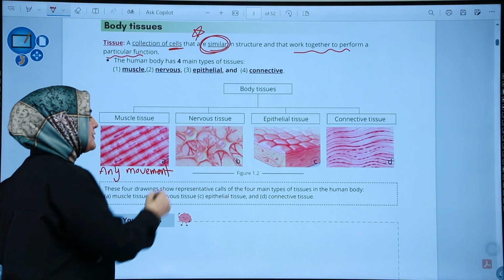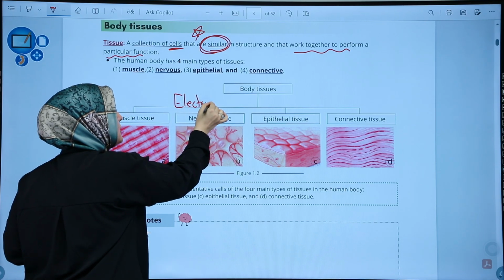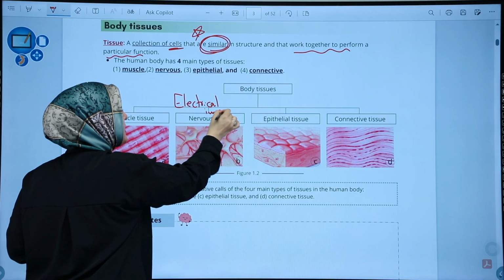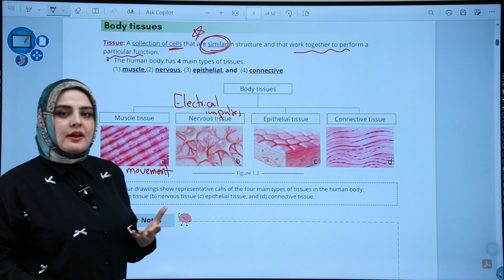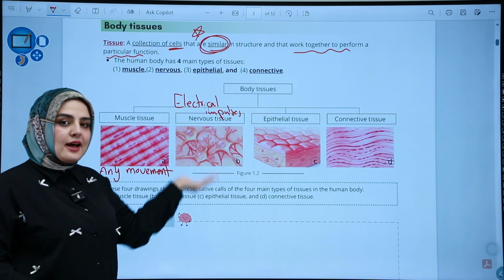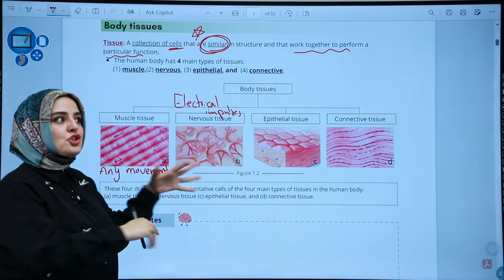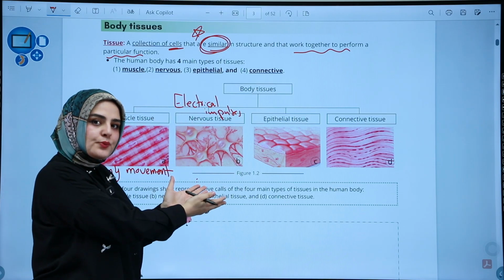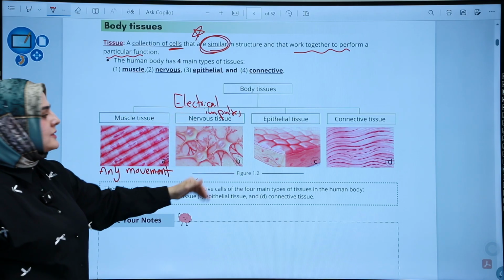Another one, nervous tissue. Nervous tissue, you should remember it by electrical impulses. It creates electricity, okay, within your body. So this is specialized for this area. We're not talking about anything else. We're talking generally about what is specialized for this tissue. Good. So if I say electrical impulse, remind yourself of nervous tissue.